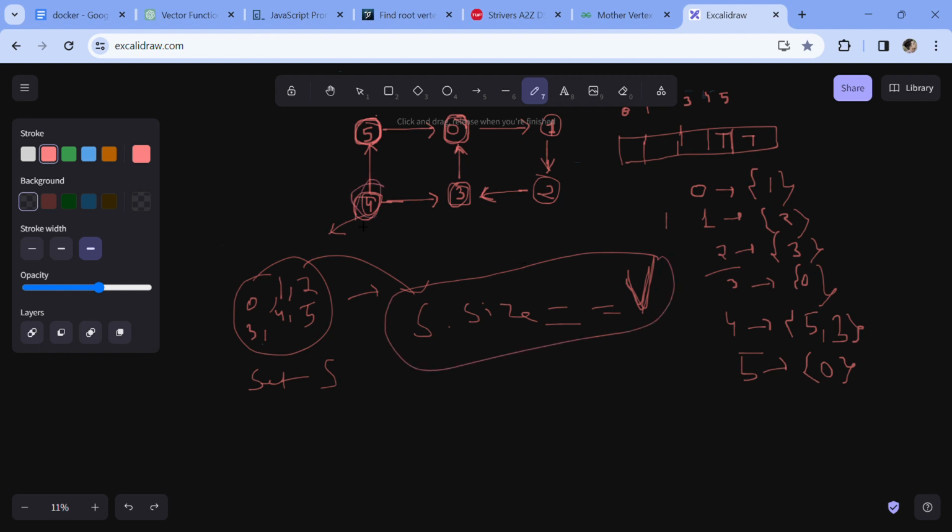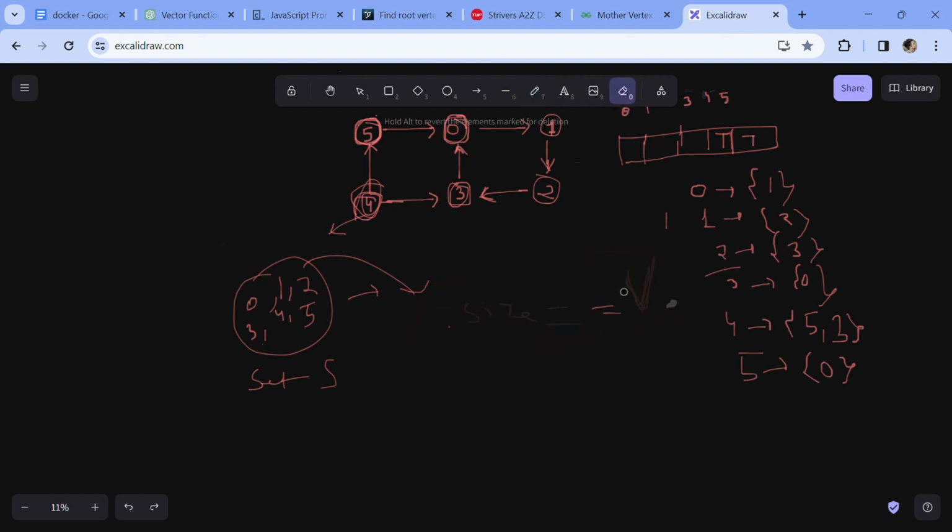If this is true, then we have to return that node. If the size of the set is equal to the given vertices, then I have to return that node. So that node will be our parent or root node. So this will also be another approach.